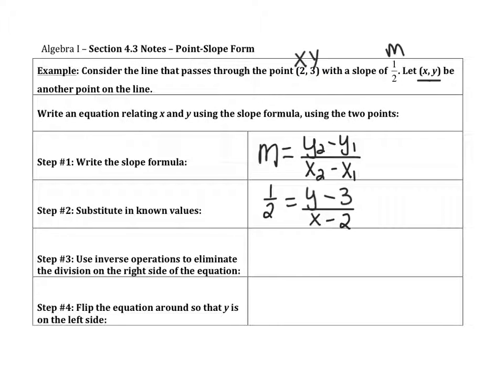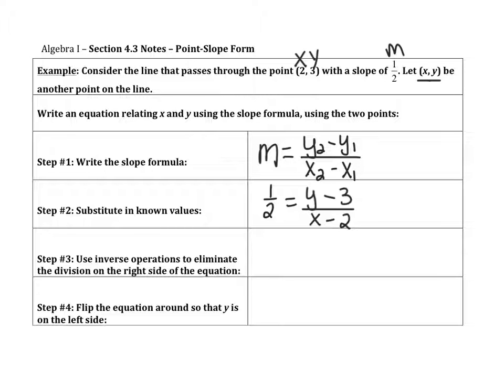So again, I substituted in the known values. So I ended up with 1/2 in place of the m, y in place of the y2, 3 in place of the y1, x in place of the x2, and 2 in place of the x1. And again, I got all of these values from the given information that I got from the problem. Step 3 says use inverse operations to eliminate the division on the right side of the equation.